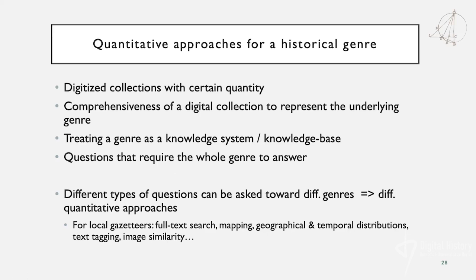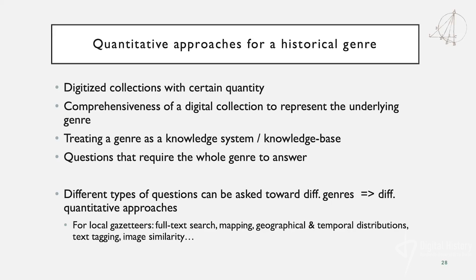And that also resulted in different kinds of quantitative approaches that we should be thinking about. We should be designing for a specific genre. And in the case of Local Gazetteers, we have full text search. We associate each local gazetteer with a geocoordinate, and that is not possible for every digital collection, because some collections don't have this kind of geographical information. But in our case, we have that, so we take advantage of that so that we can do mapping after each query.